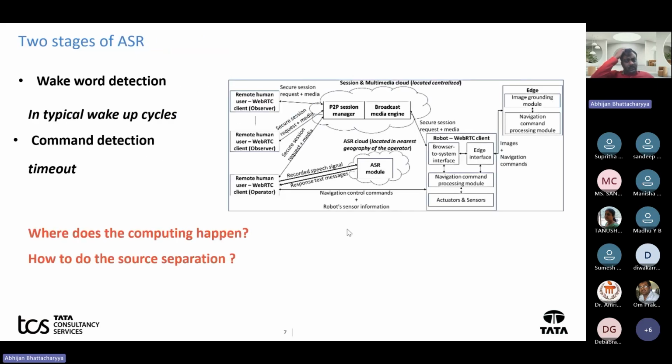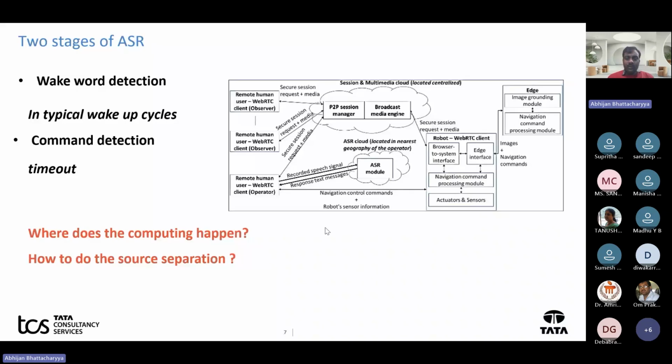The way we did this is shown in the overall architecture. As you can see, there are two cloud instances and one edge instance. The edge basically allows the robot to offload its computation and intelligence, including ASR, the speech recognition, and it also has to detect the local environment.